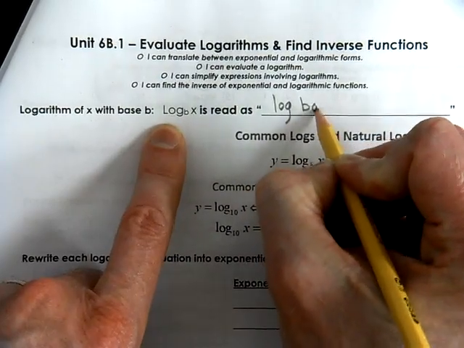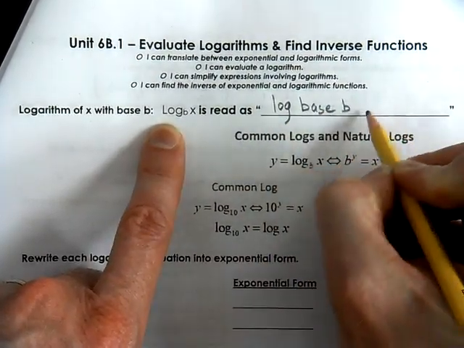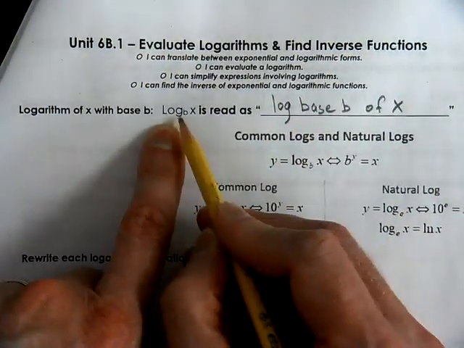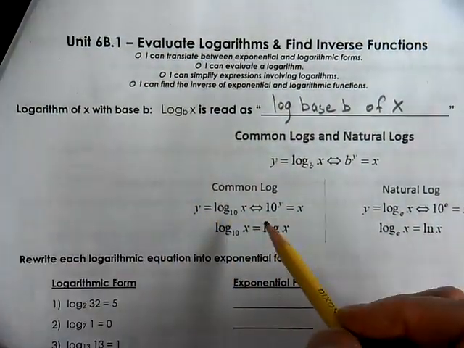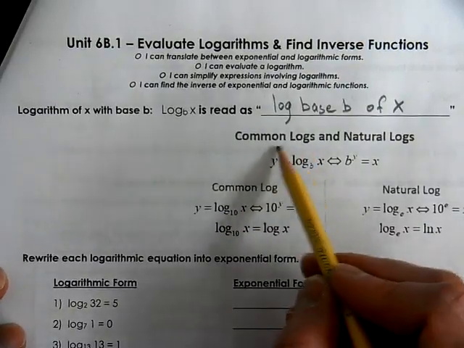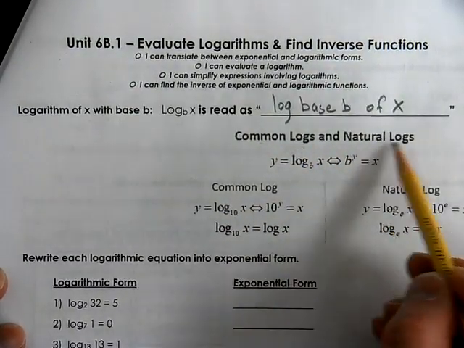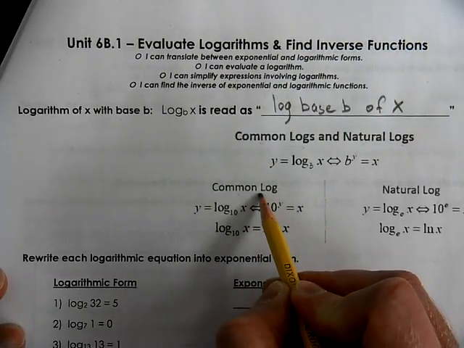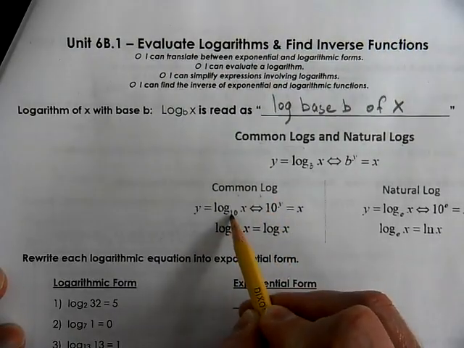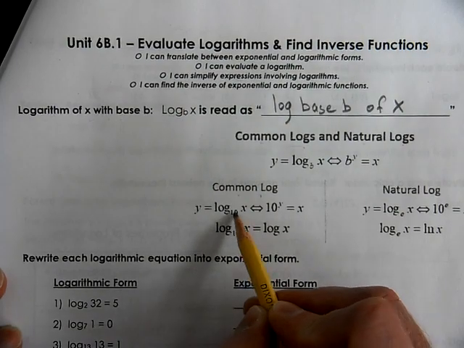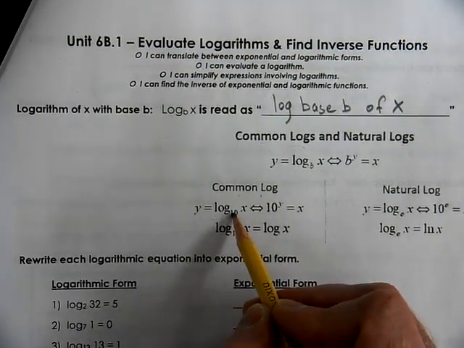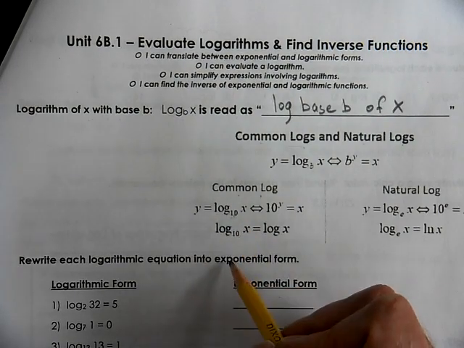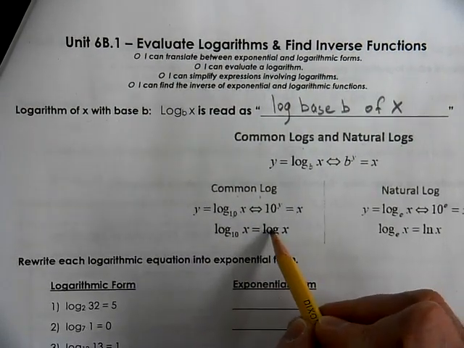Log base b of x. Now we have these things called common logs and natural logs. So a common log is when we have a base of 10, when we know the base is a 10. So we often don't write that. It's often written as just log.